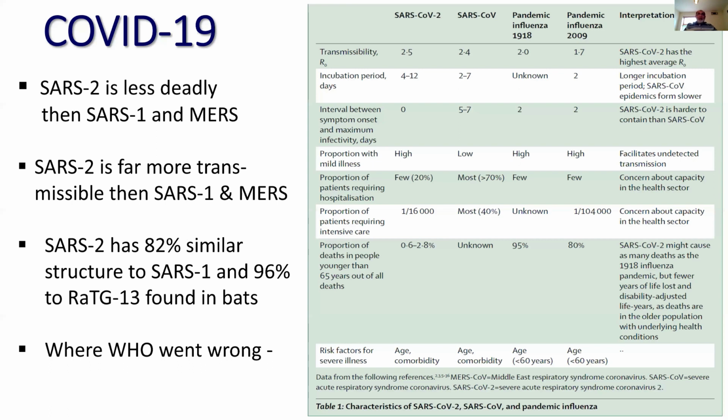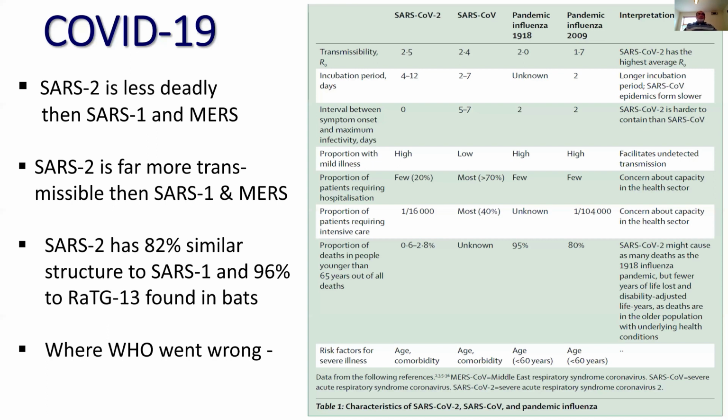WHO felt that since SARS-1 and MERS were contained easily, this virus would have been contained easily. And that's why they took time to declare it as a pandemic. And even they were reeling for suggesting that it's airborne and people should wear masks.